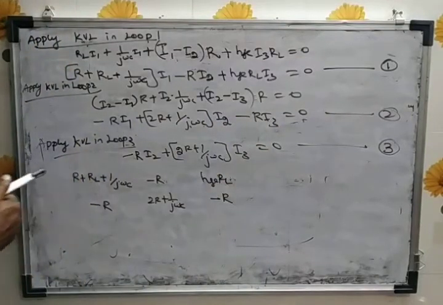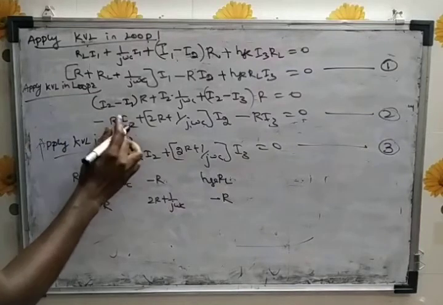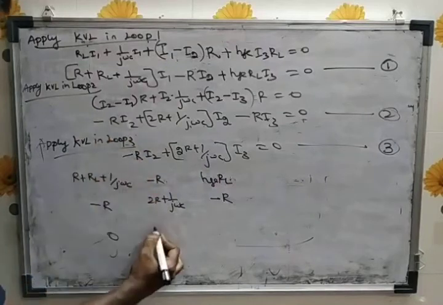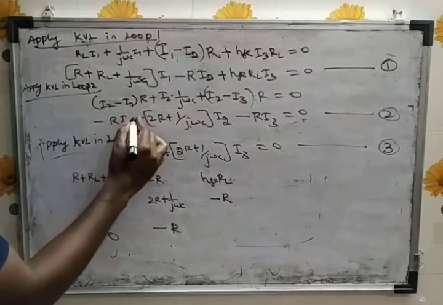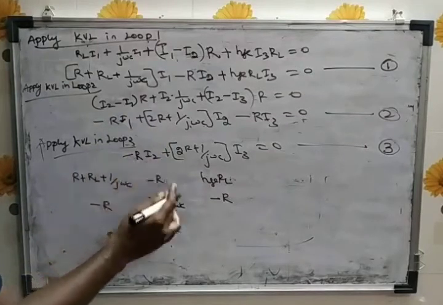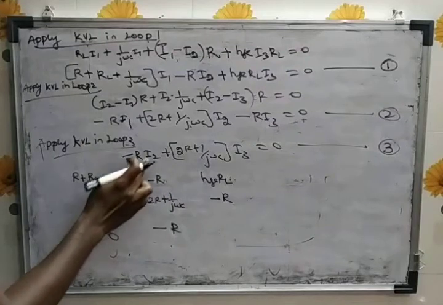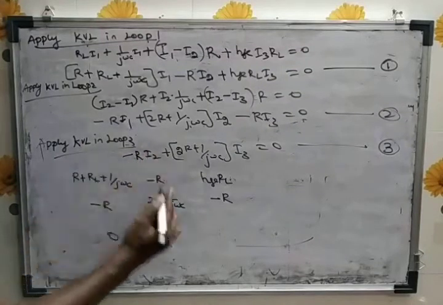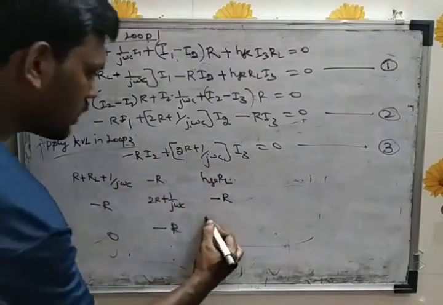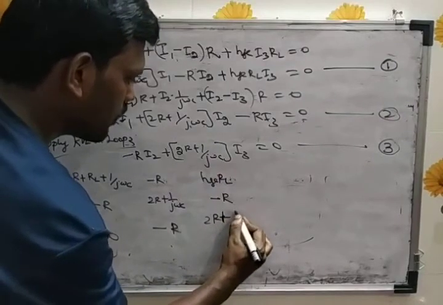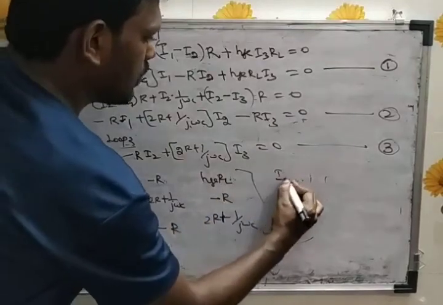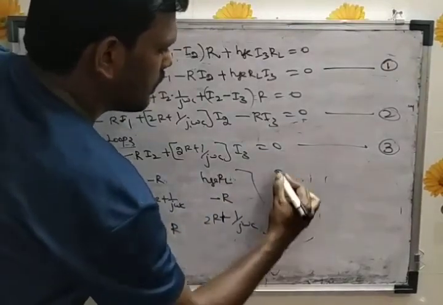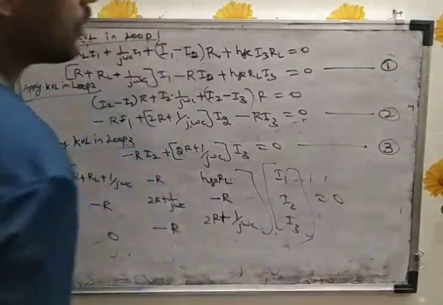Sorry, this is I2. So in equation 3, we are having coefficient of I1 is 0, I2 is minus R, I3 is 2R plus 1 by j omega C, into I1, I2, I3 is equal to 0.